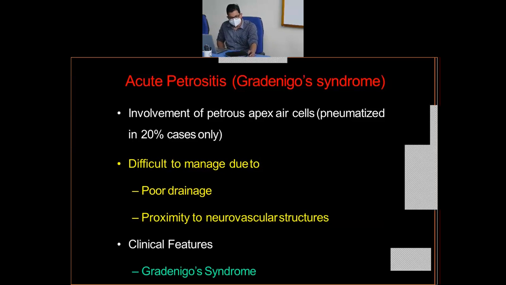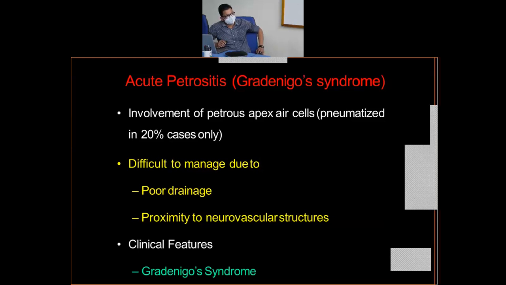Then petrositis. When the infection spreads along the temporal bone to the petrous apex, that is, middle ear infection can spread to the petrous apex. Acute petrositis, the main clinical presentation, we call Gradenigo syndrome. This is one entrance question, this is important. Acute petrositis is involvement of the petrous apex air cells. In only 20% of cases are petrous apex air cells present. Usually the petrous apex is not pneumatized, but in 20% of cases it is, so infection can spread to those air cells.